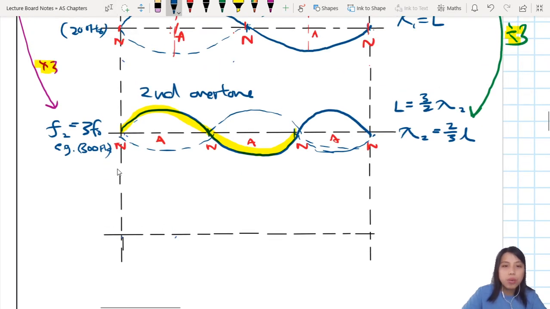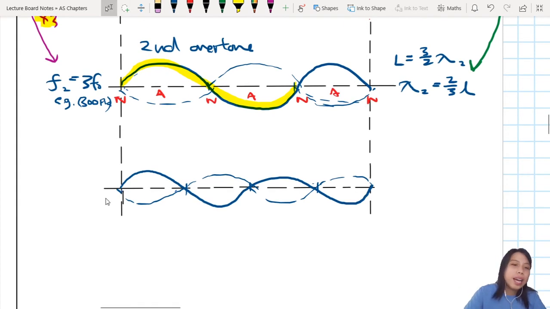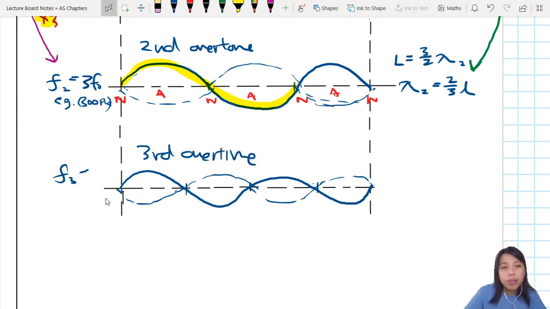So let's draw the third overtone. You guess how it would look like? We separate out into 4 now. So we have something like this. Oh man, that's a bit out of shape. Then you have the corresponding other part, positive or negative amplitude. So now this is the third overtone. And of course, what frequency will you have? F3 will have 4 sections on it, so 4 times your original fundamental frequency. So if your original was 100 Hz, this would be 400 Hz.